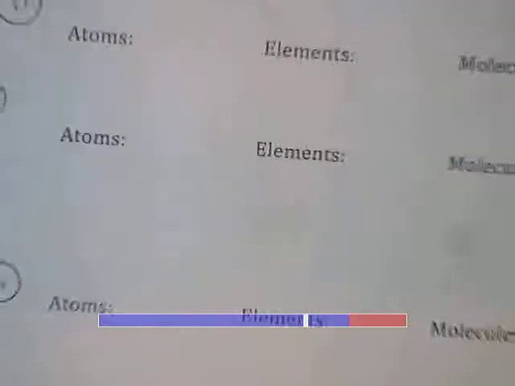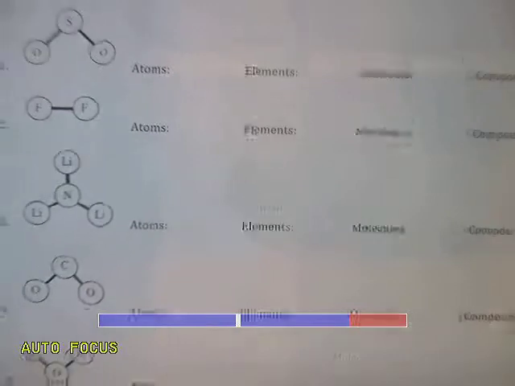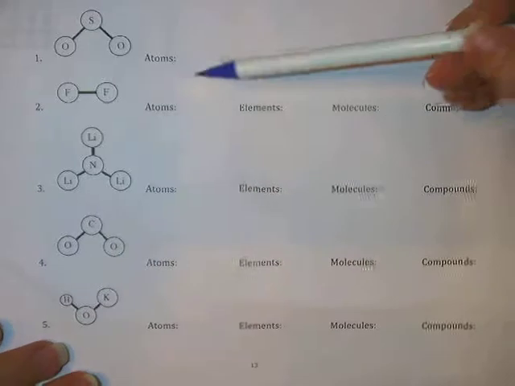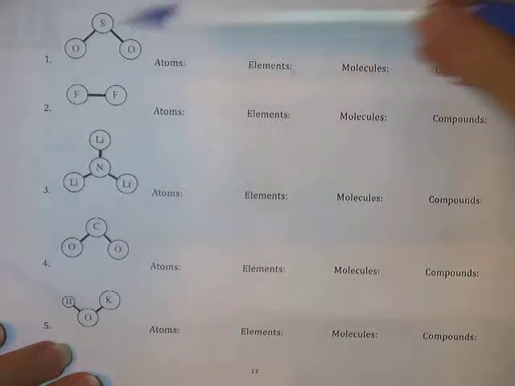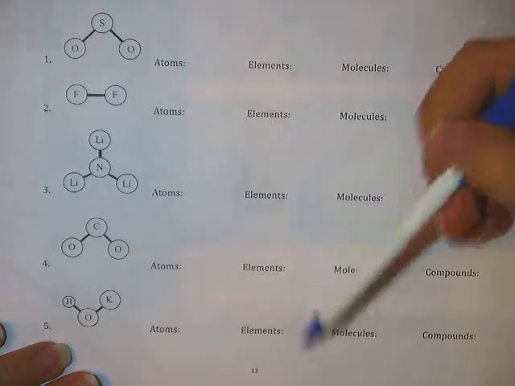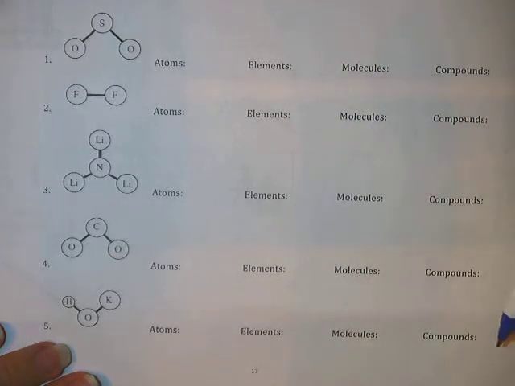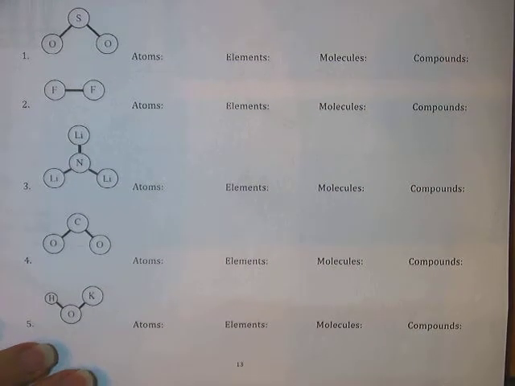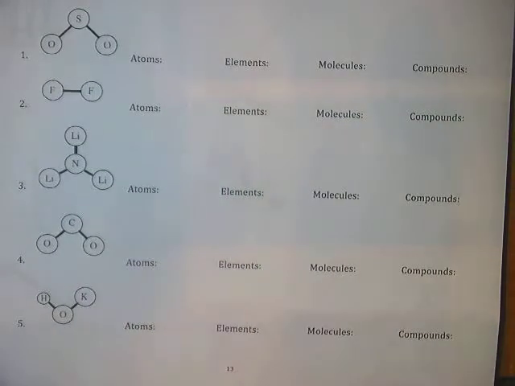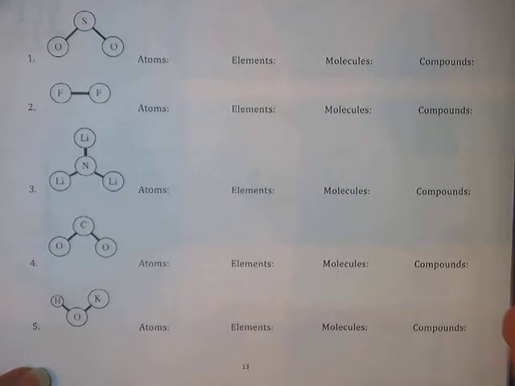Okay, looking at this bottom section of the page, you've got 5 different problems here. 1, 2, 3, 4, 5. Go ahead and go through each picture, figure out how many atoms there are in the picture, how many elements, how many molecules, and how many compounds. Go ahead and answer these. And this is the last video for the day, and I will hand it over to Miss Woodlock.